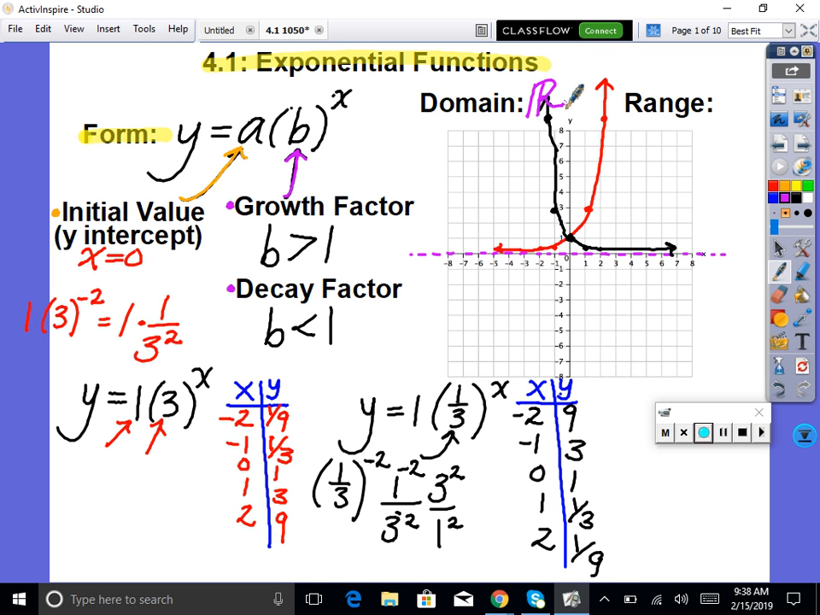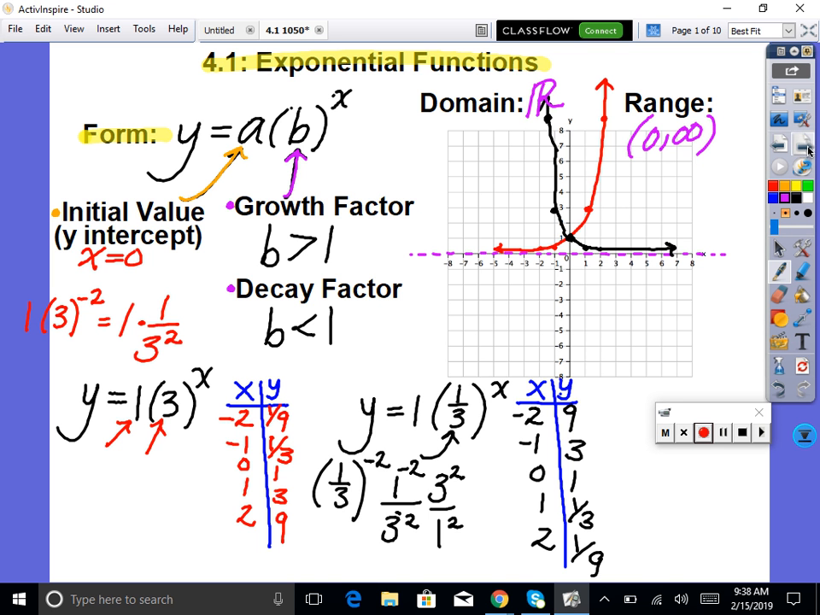Good, negative infinity to infinity, so all real numbers. And our range on this is from 0 to infinity because of our asymptote. So that will only change if I shift things up and down. Our domain, no matter what, if we shift it left and right, will still be all real numbers. But our range is always going to be from 0 to infinity unless I start shifting up or down. That will just change our range.